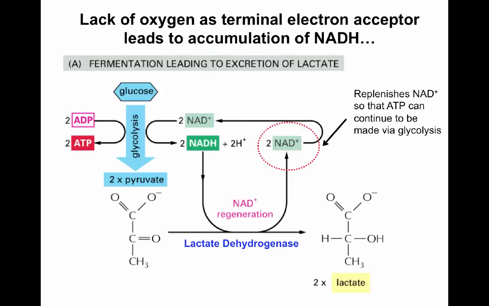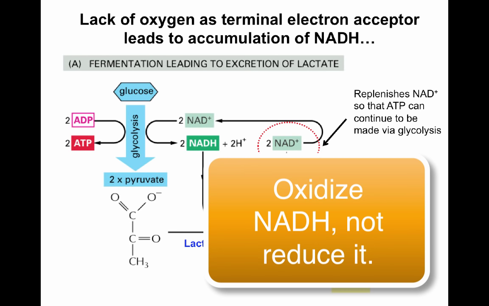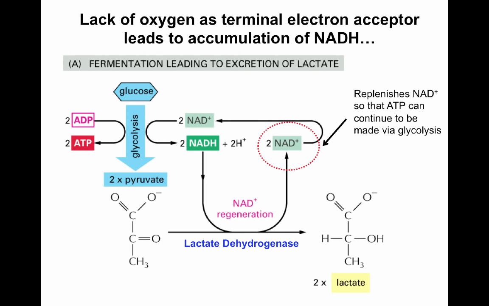When you have, as you learn in Bio 110, the lactic acid fermentation, you take a molecule of pyruvate, and the enzyme lactate dehydrogenase is able to now oxidize NADH to NAD+, generating two lactate molecules. That recycles the NAD+ that can now help drive glycolysis.